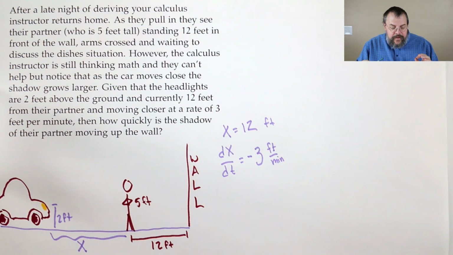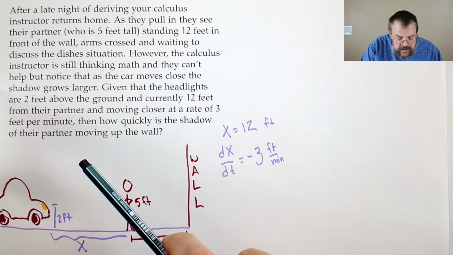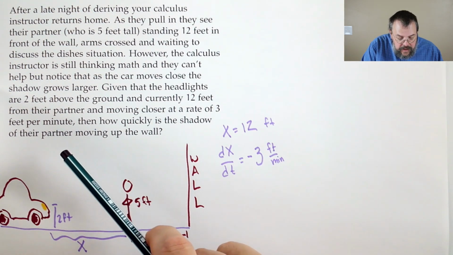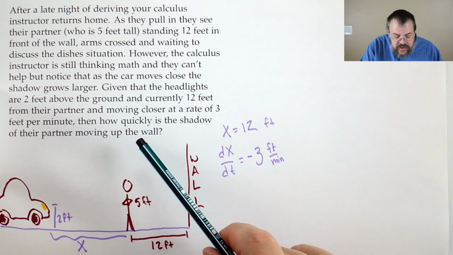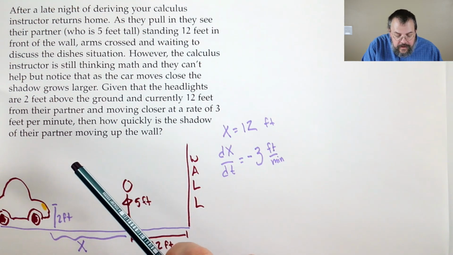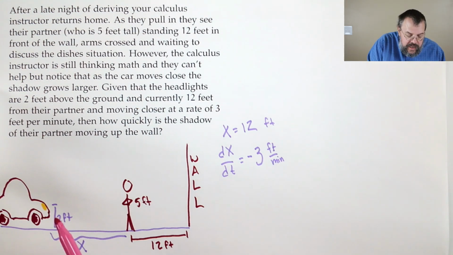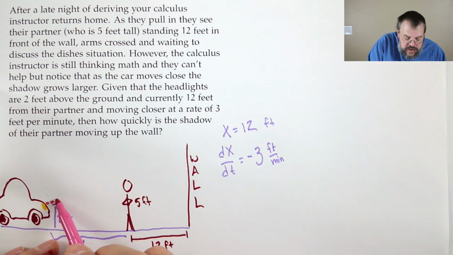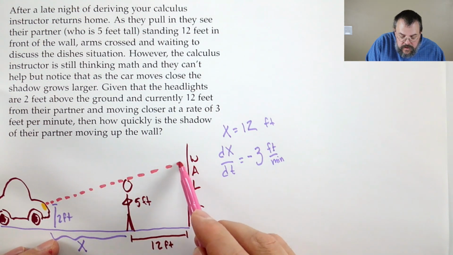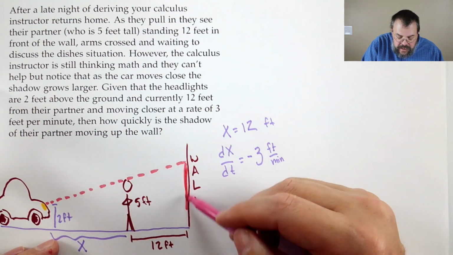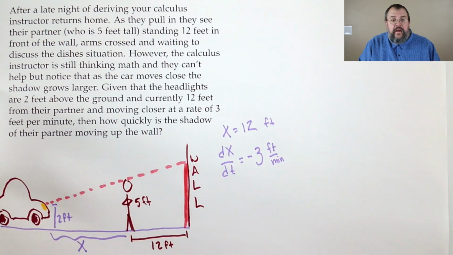All right, so what's our last thing? How quickly is the shadow of their partner moving up the wall? Okay, so that's the thing we haven't quite put into our picture yet. See, what's happening is we have a shadow. So there's this shadow on the wall. And we're trying to answer the question of how quickly is the shadow moving up the wall.